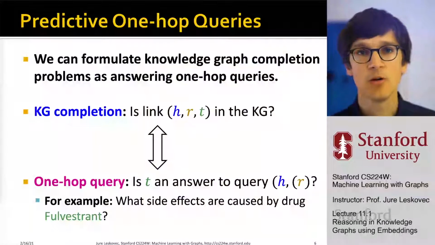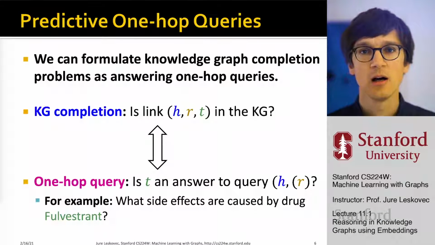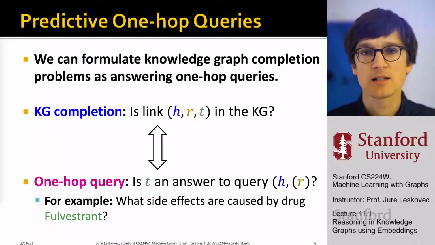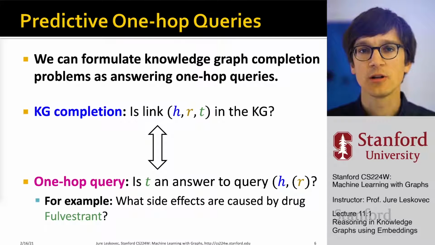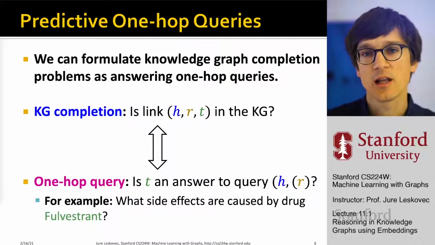So, first let's talk about one-hop queries. We already know how to answer them, because we can formulate graph completion problems as answering one-hop queries, right? In knowledge graph completion, basically what we need to estimate is: is there a link between a head and a tail of relation type R? So this is essentially the same as saying, is T an answer to the query: start with the head and move along the relation R?